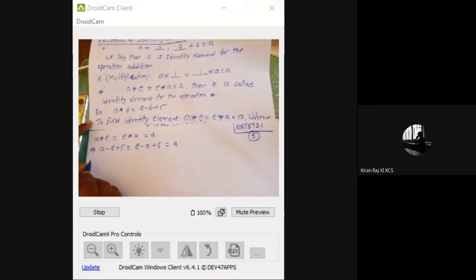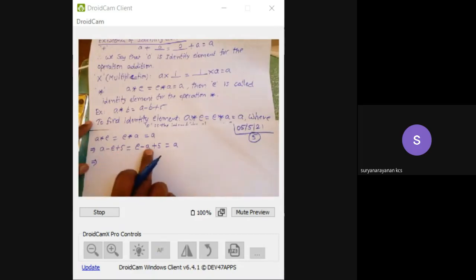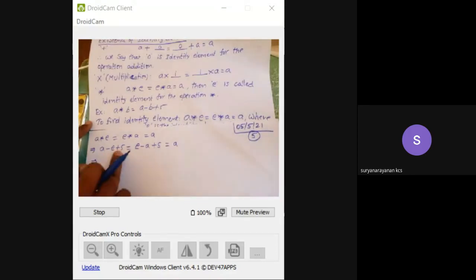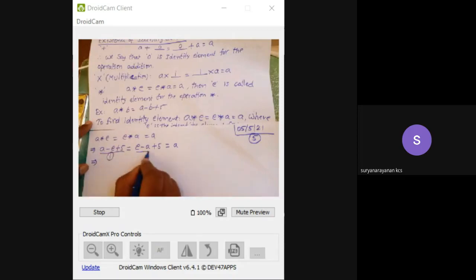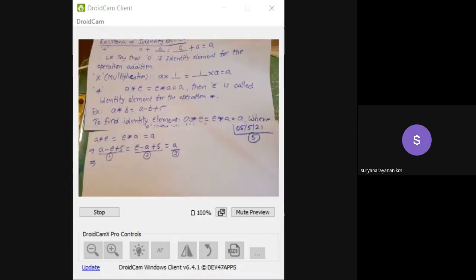Now, here, if you observe this line, there are three parts. A minus E plus 5 is one part. E minus A plus 5 is another part. A is the third part. This is the first part, this is the second part, and this is the third part. In this equation, there are three parts.